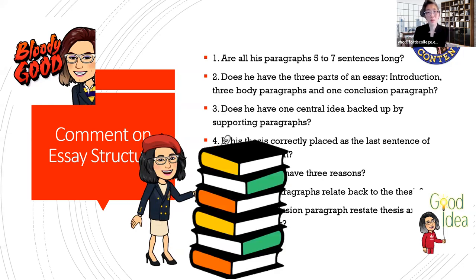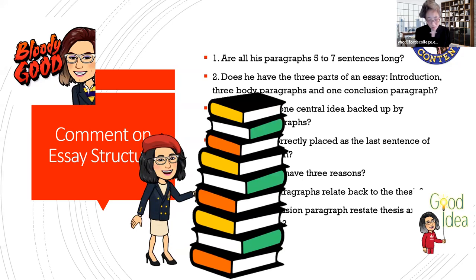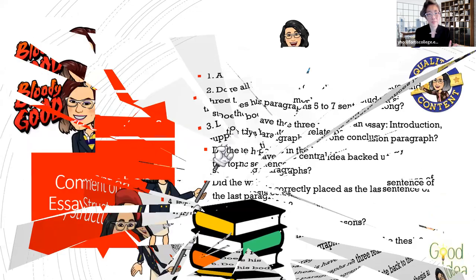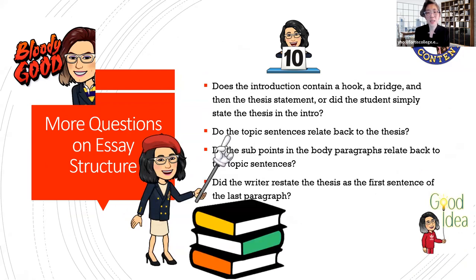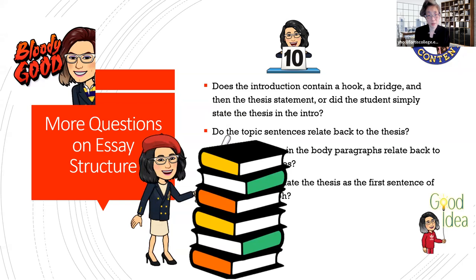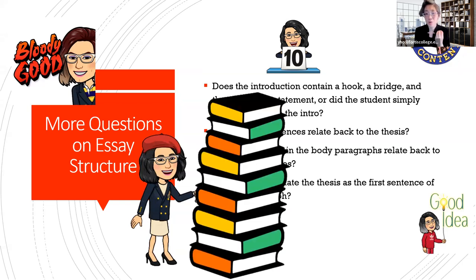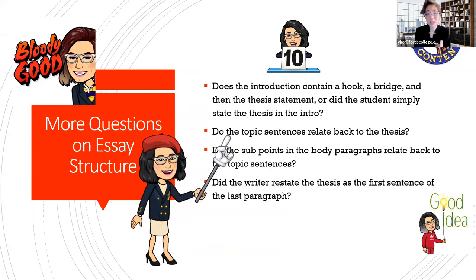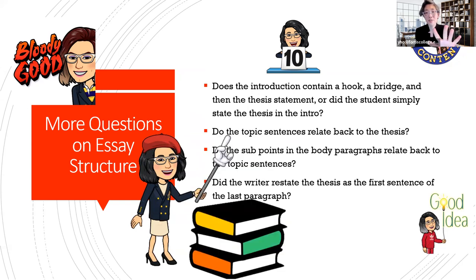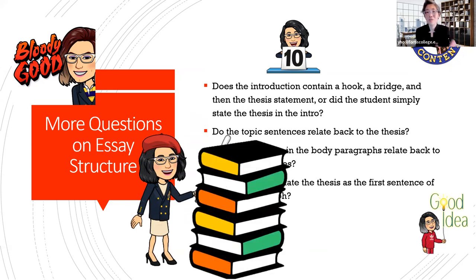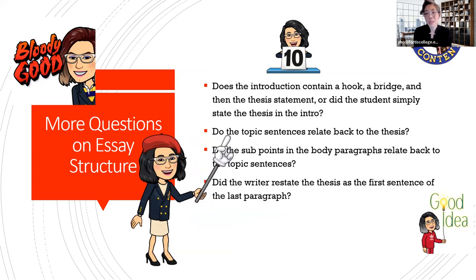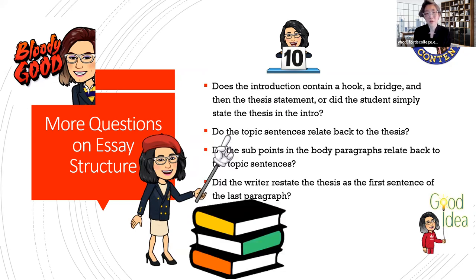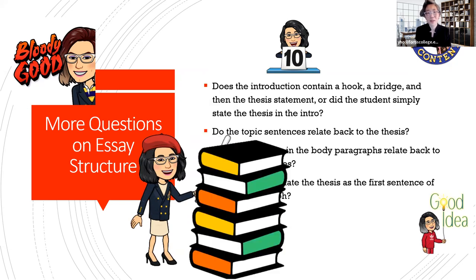So this is a typical rubric of what you can comment on when you comment on essay structure. More comments on essay structure. Does the introduction contain a hook, a bridge, and a thesis statement? Because your introduction has three parts. A hook, which grabs the reader's attention. A bridge. Those are the five sentences in which you introduce your thesis statement. And then your thesis statement is the last sentence of the introduction. So you would say, Denisha, you're missing a hook, or you're missing your bridge. You're missing a thesis statement in your intro.